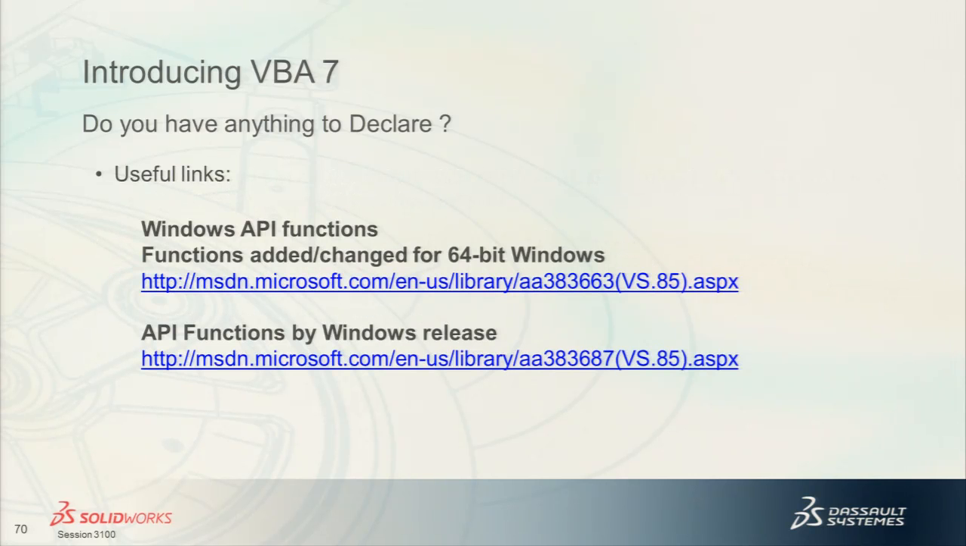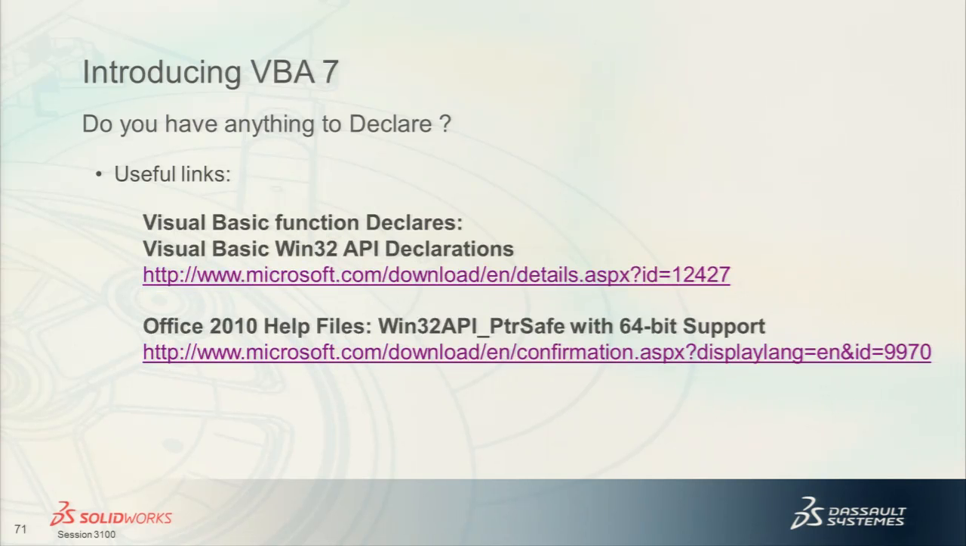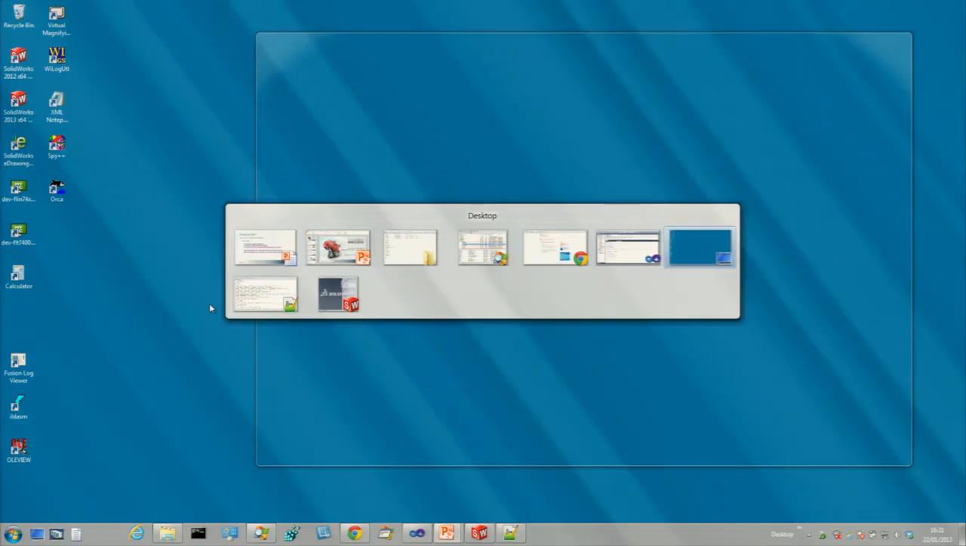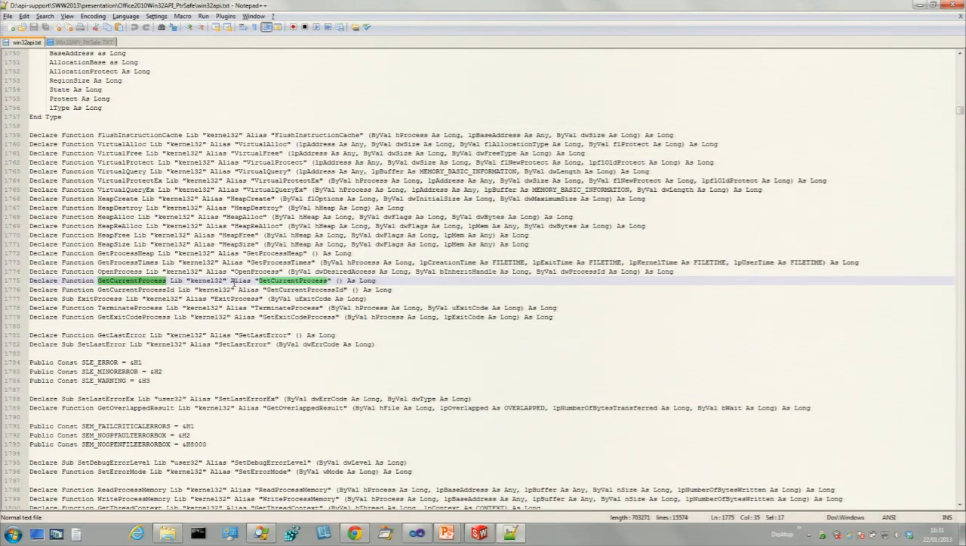But there's also a bit of good news. On the web, Microsoft has documented all the changes they made for 64-bit. They listed them per release, and even better, you can just download a file which will give you each and every Microsoft function. So the one we're looking at right now is the one for 32-bit. Let's have a look at this GetCurrentProcess function.